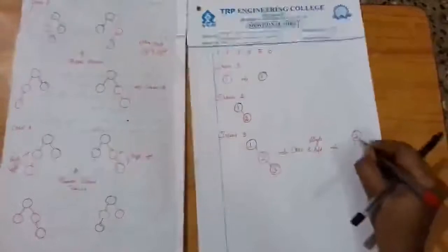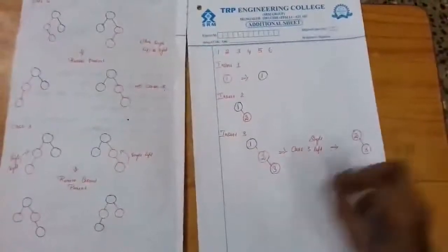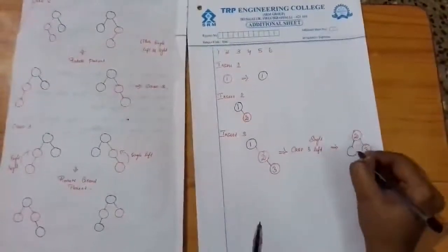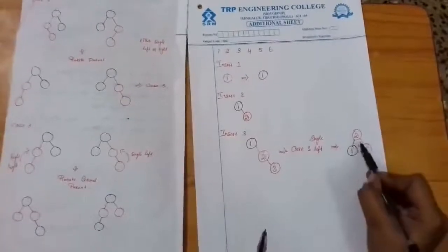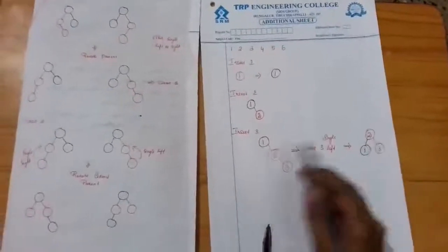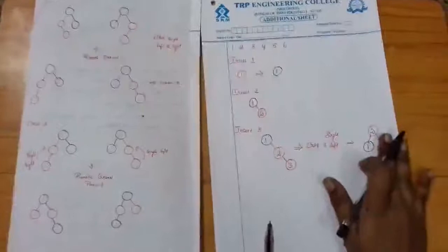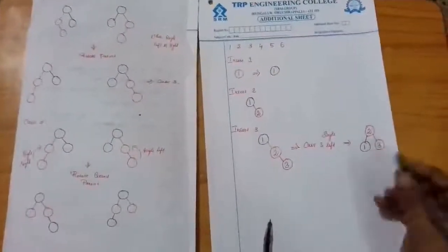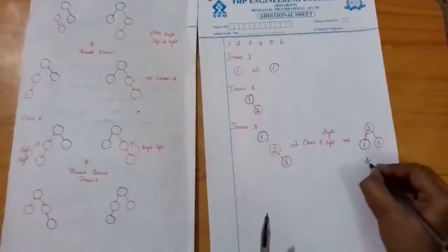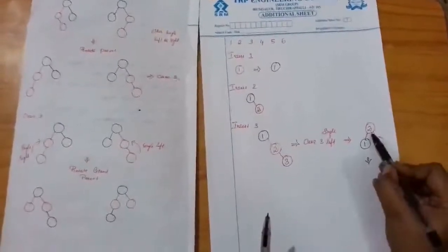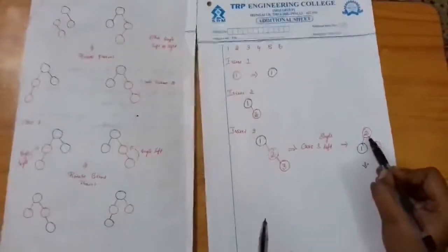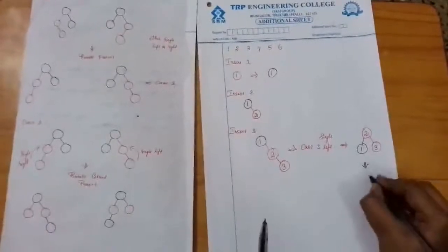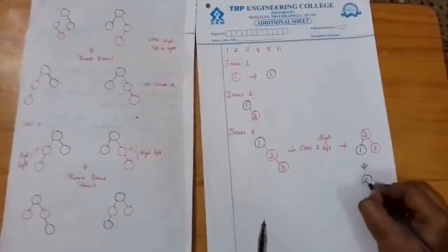2, 3, then 1. So whenever we perform the rotation, we just write the same color as before performing the rotation. So after the rotation we need to check the property. Here 2 is the root node. So the root node color should be black.